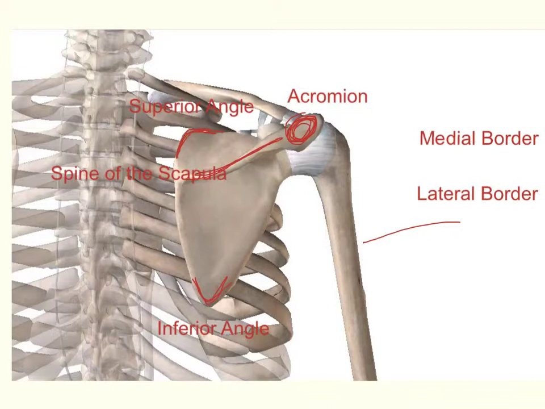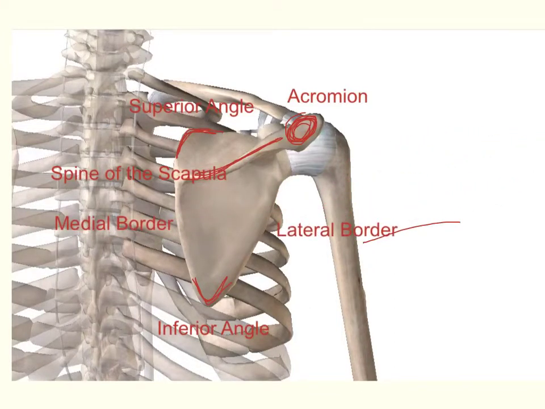And you can also see that from the front of the shoulder as well. And then again, from your medical terminology words, you're going to know that you have a medial border and a lateral border. So your medial border is going to run along this side on the medial side, and your lateral border over here on the lateral side.